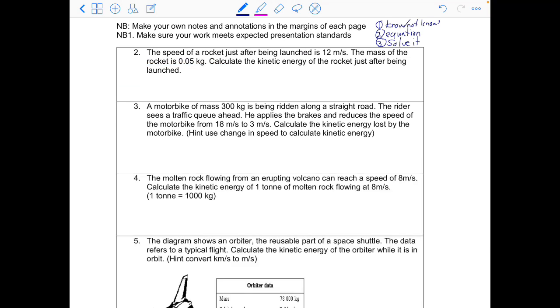The speed of the rocket just after being launched is 12 meters per second. So we'll highlight 12 meters per second and we'll annotate it with our V for our speed. The mass of the rocket is 0.05 kilograms. So we know this is the mass. Calculate the kinetic energy of the rocket just after being launched. So our kinetic energy, we know, is our unknown. We don't know what the kinetic energy is. So that's step 1.